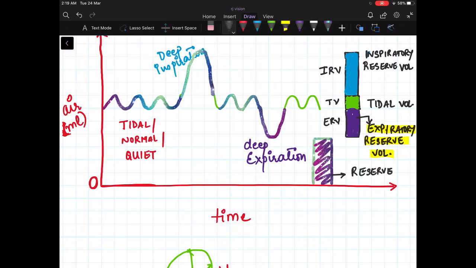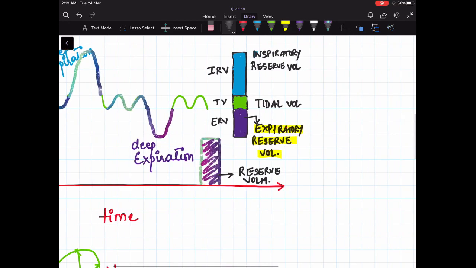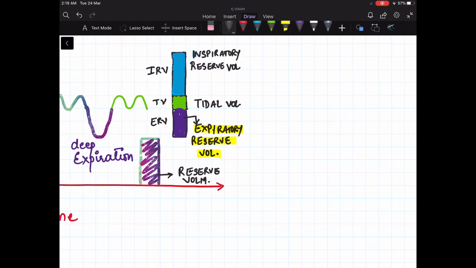Reserve volume. Right? Reserve volume. Getting my point? So that is that air which remains in the lung even after the lung has expired all of the air that it could have. That means deep expiration.